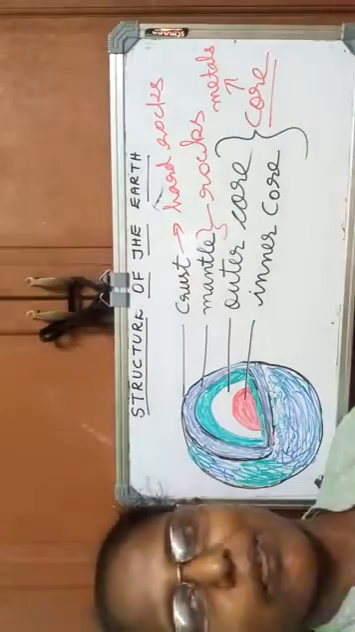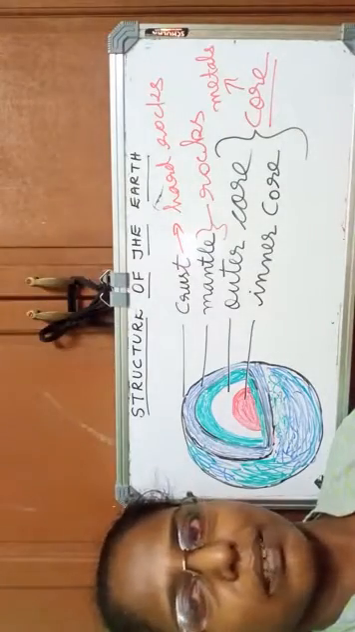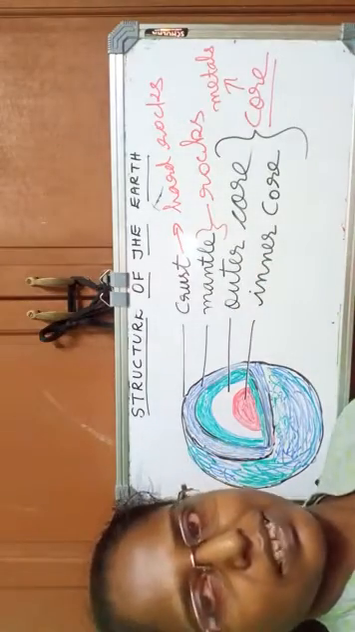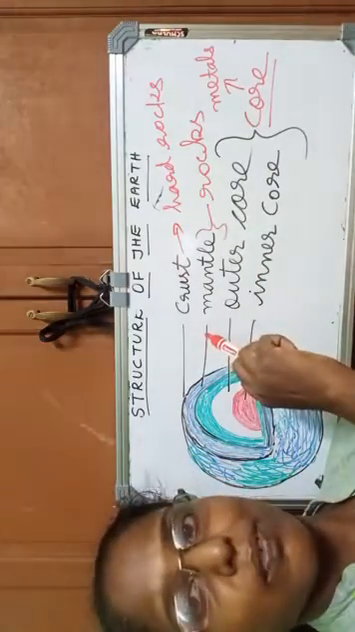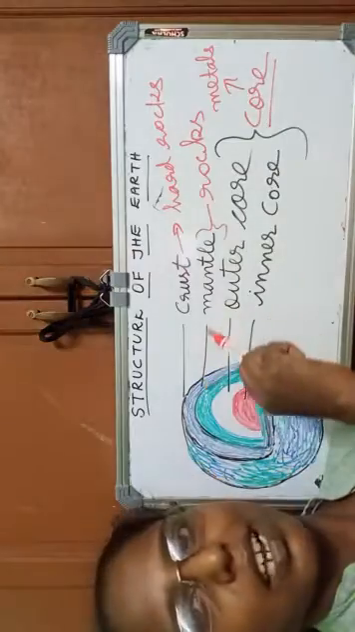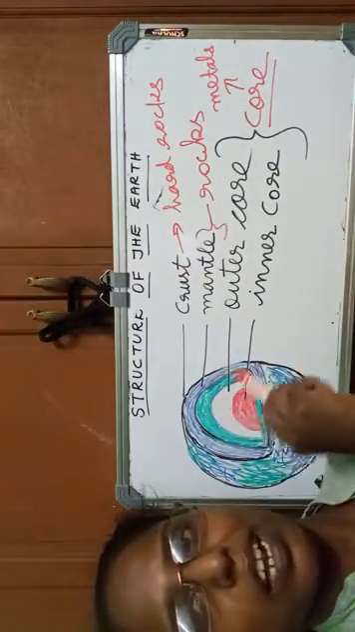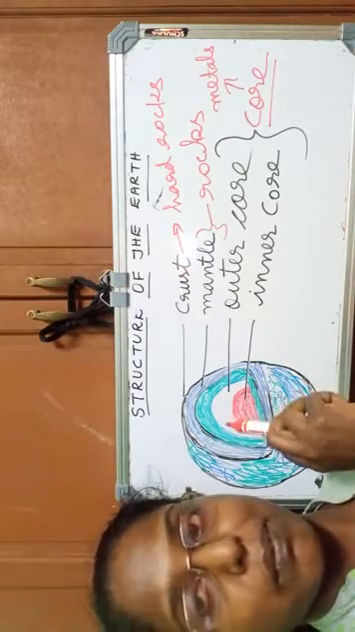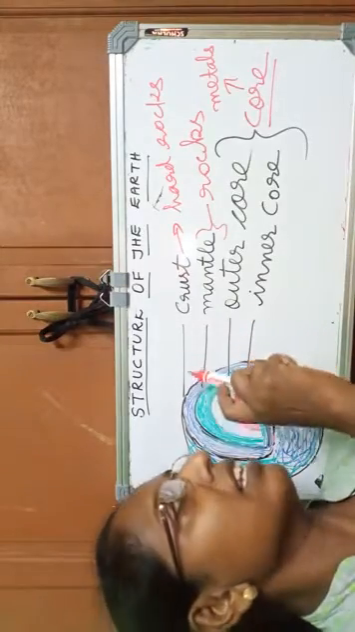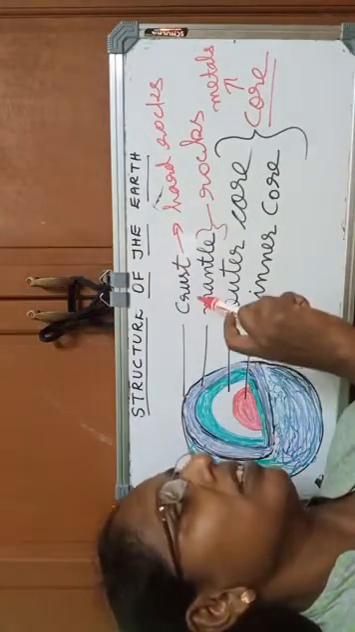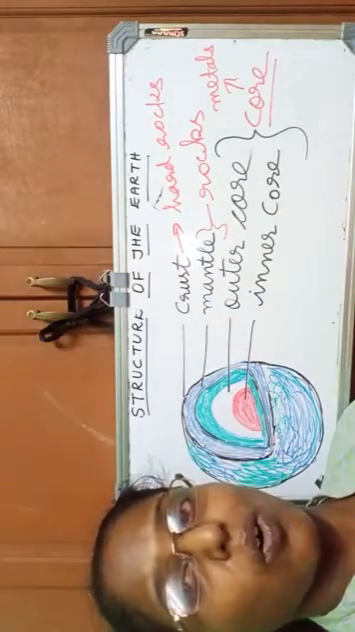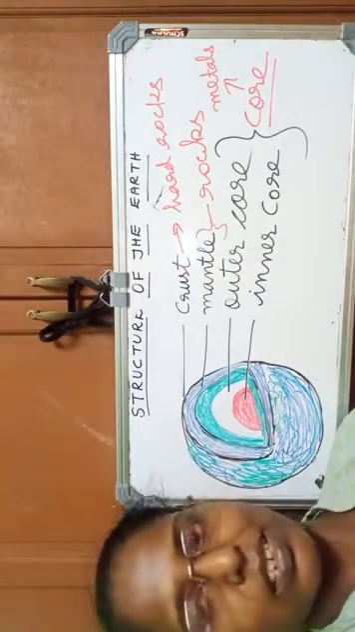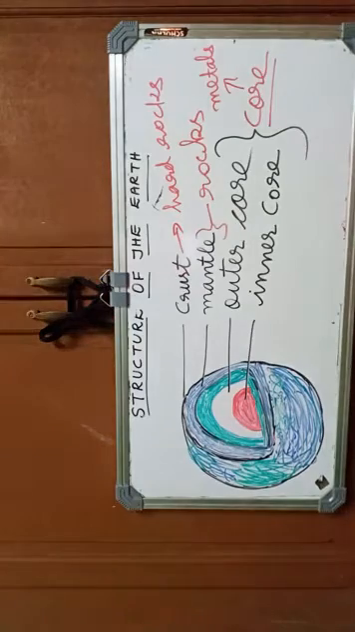Now, can you tell where we live on the Earth? Are we living in mantle, crust or core? Yes, we are living on the crust, the outermost, uppermost layer of the Earth. Life exists on the crust, and it is the only cool layer of the Earth. Then let us see crust.